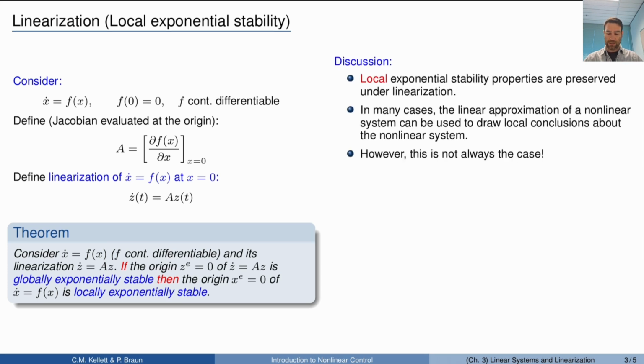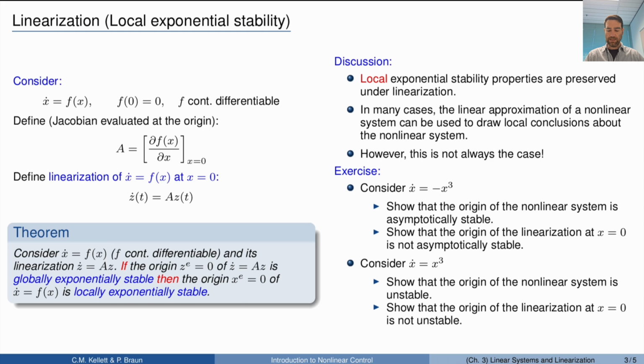Okay, so to summarize that, yes, the local exponential stability properties are preserved under linearization. And that means that in many cases, the linear approximation of a nonlinear system can be used to draw conclusions about properties of the nonlinear system. But that's not always the case, so that needs to be kept in mind. So sometimes it works. Perfect, then we can use methods from linear control theory for nonlinear control theory, but sometimes that's not possible, and then we need specific nonlinear control methods.